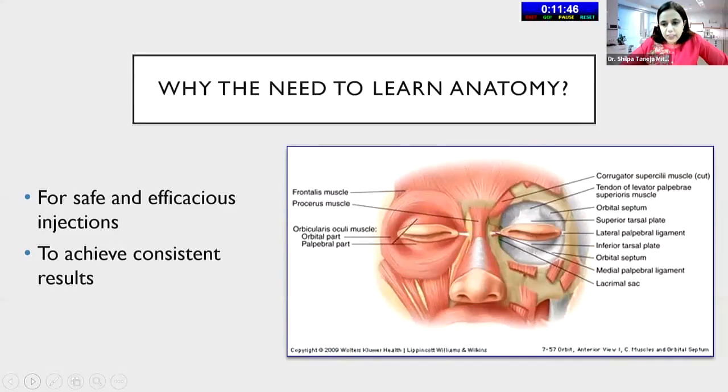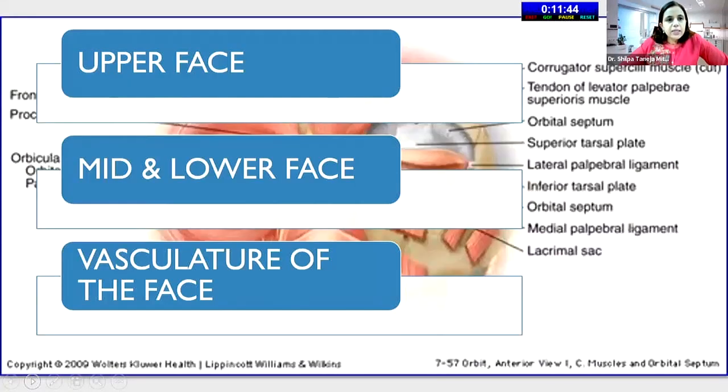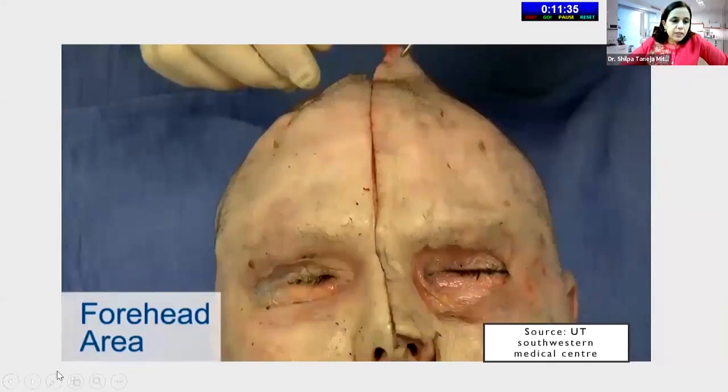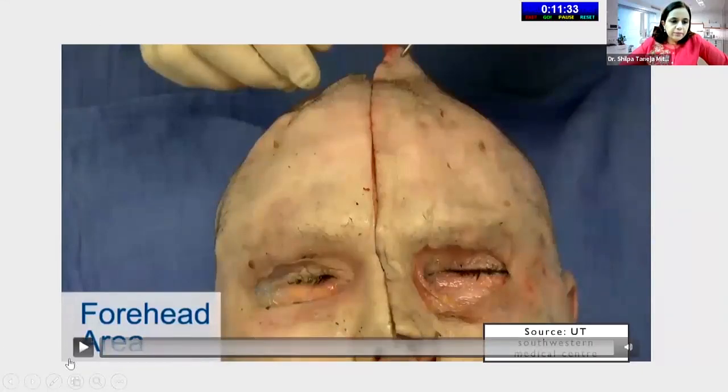I have divided my presentation into 3 parts. The first is the upper face, the second part describes the mid and lower face, and the third one describes the vasculature of the face. Starting with the first part, the forehead area.